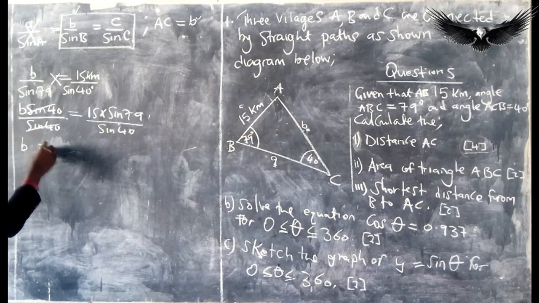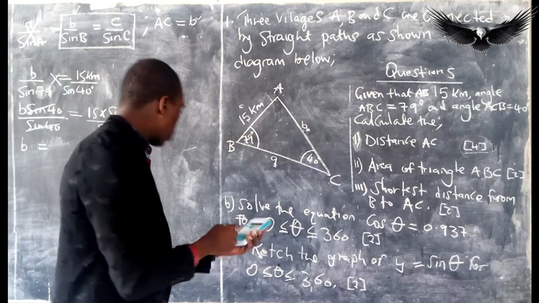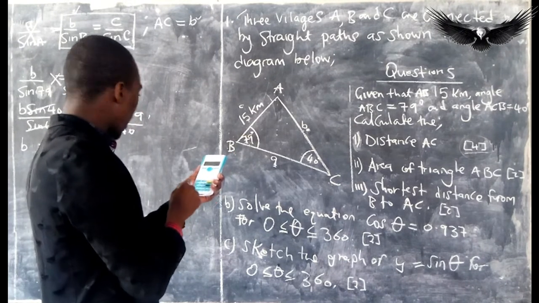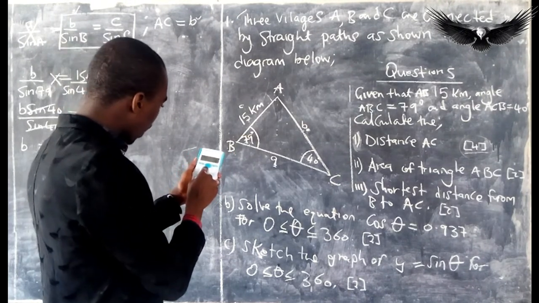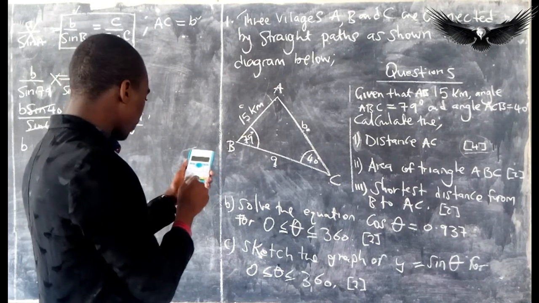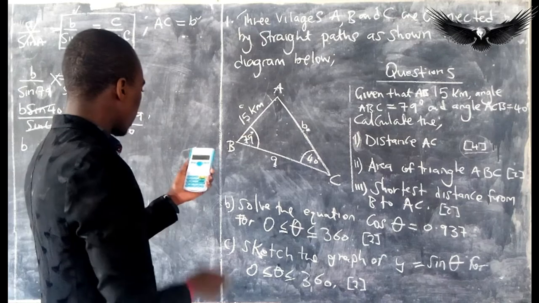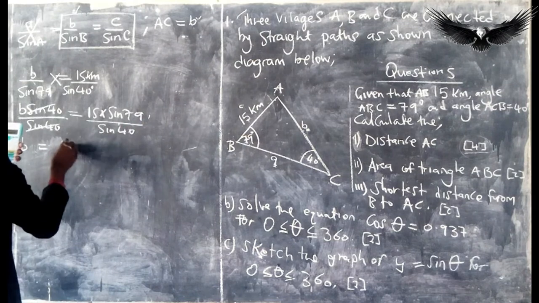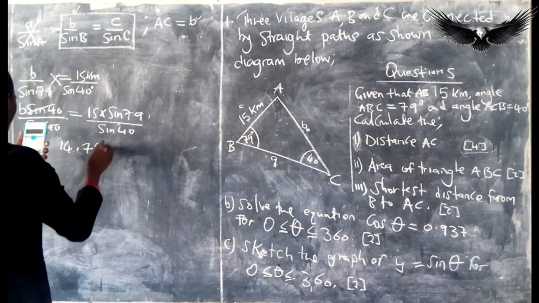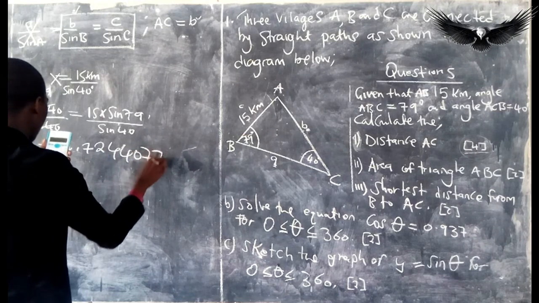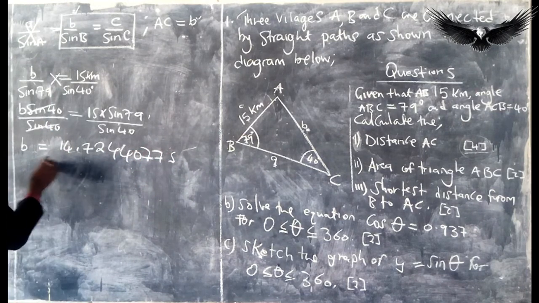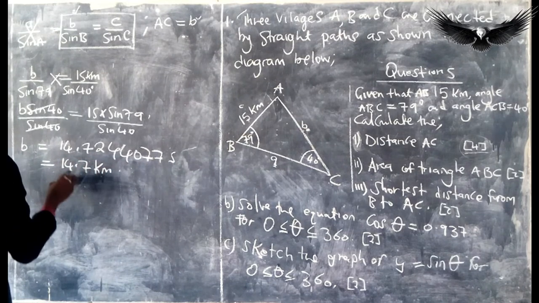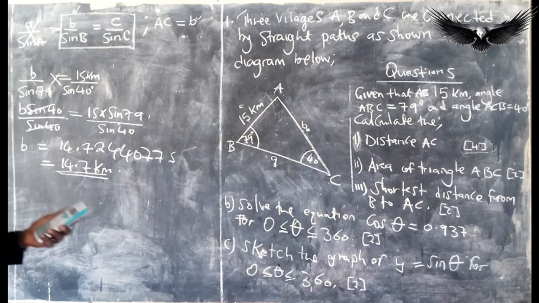Therefore, B is equal to, then on your calculator, you are going to place 15. So you press 15 multiplied by sine, there is a sine key on the calculator, sine 79. And this one is giving us 14.72440775. So we can round off this one to 14.7 kilometers, and we have found our side.